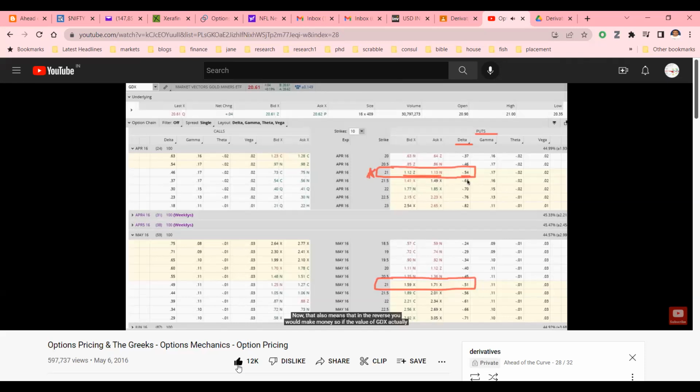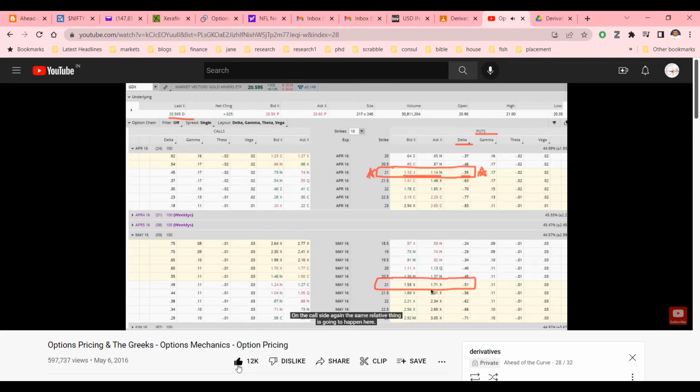Now that also means that in the reverse, you would make money. So if the value of GDX actually went down by $1 instead of up, if GDX went down from 20.60 to 19.60, then you would actually make $55. Okay, so it's just the complete opposite. If the value of the stock goes down with put options, then you make this delta, which is 0.55.